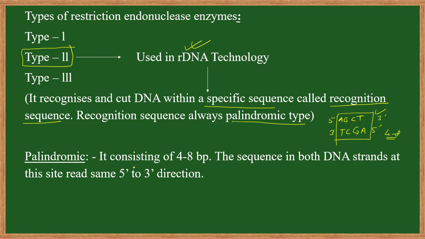Here is the definition of a palindromic sequence. It consists of 4 to 8 base pairs, and the sequence in both DNA strands reads the same 5' to 3'. So when we read from this side 5' to 3', AGCT, and again 5' to 3', AGCT, this type of sequence is called a palindromic sequence.